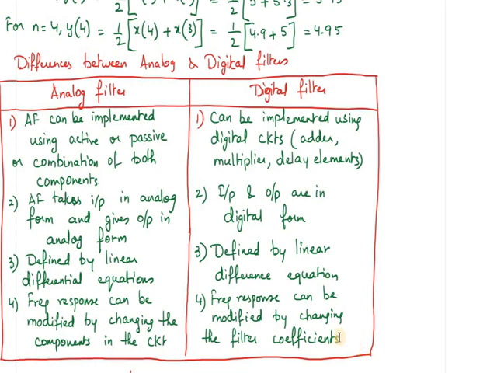So this is all about the introduction of infinite impulse response filter, and something about analog filter and digital filter. That's all, and thank you for watching.